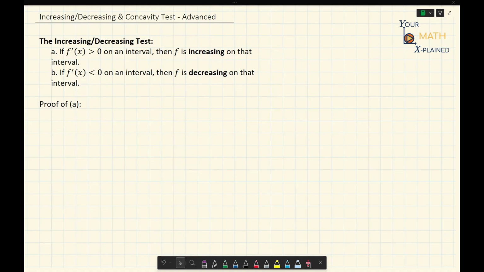Today, we're going to use the mean value theorem, which is one of the most powerful existence theorems in calculus, to prove the fundamental connection between a function's derivative and its visual geometry.